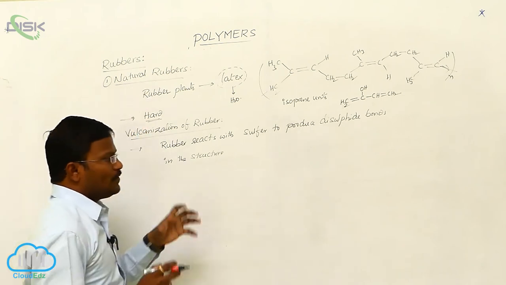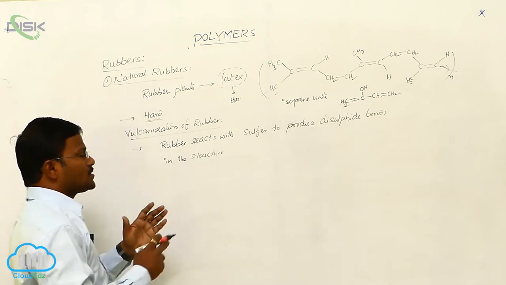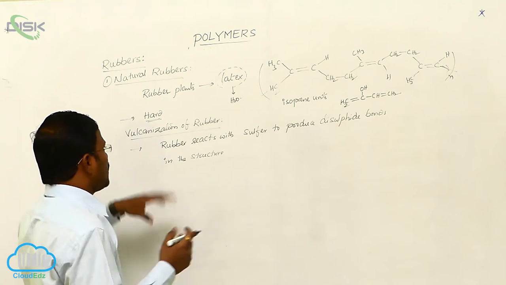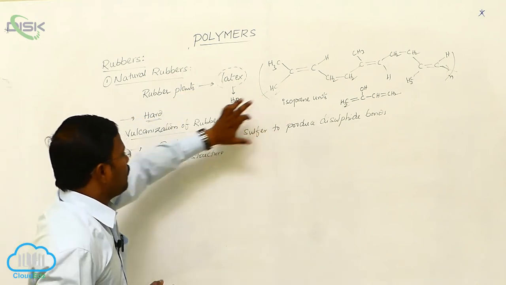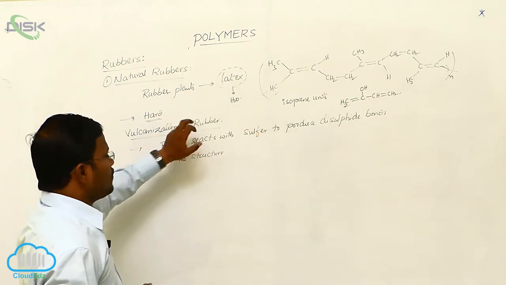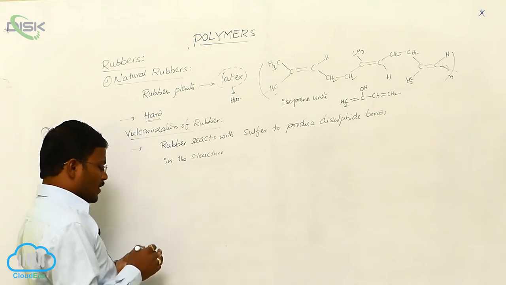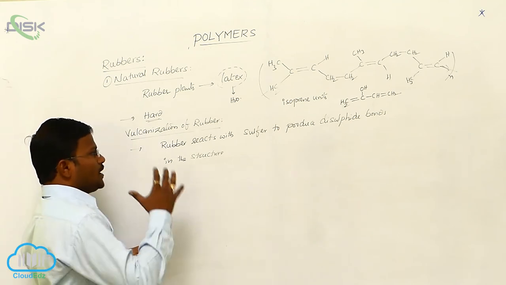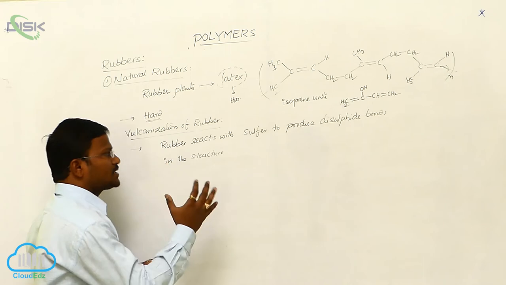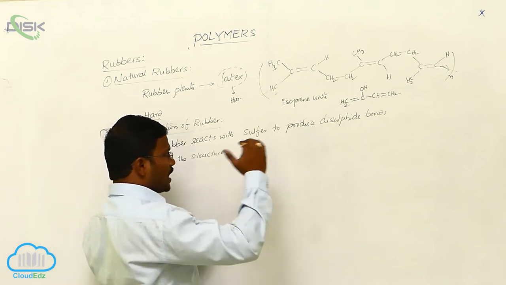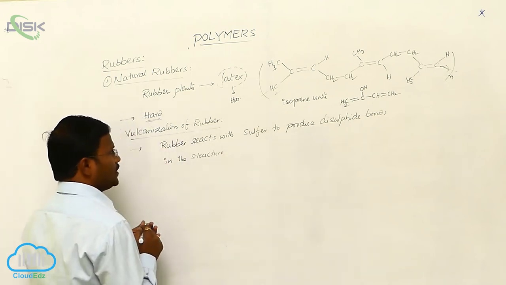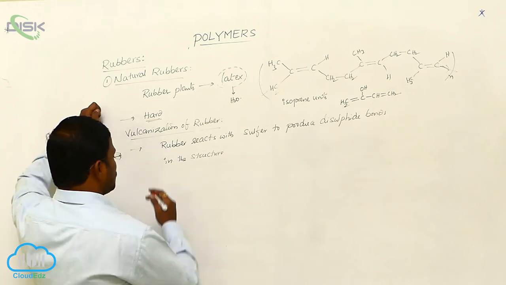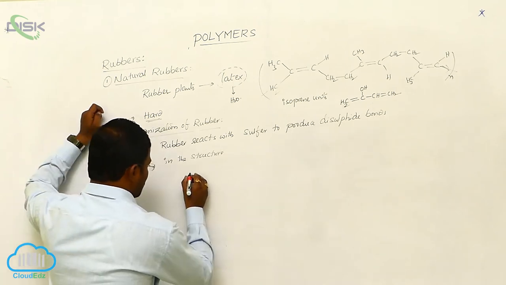So to improve physical and chemical aspects or soften and harden character of this rubber, the vulcanization of rubber takes place. What is vulcanization of rubber? In this vulcanization of rubber process, the rubber is reacted with sulfur to produce disulfide bonds in between the two polymer chains or two chains of rubber like this.